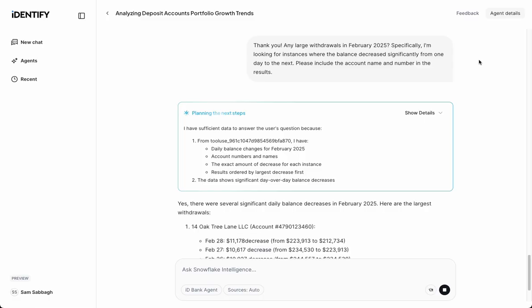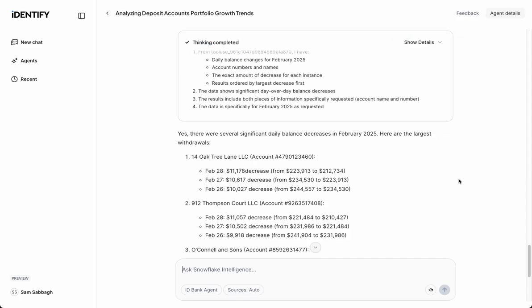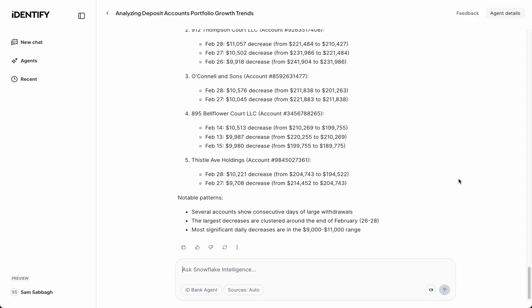Okay, we've got results coming in. We can see that 14 Oak Tree Lane had a few big withdrawals at the end of the month. Same with 912 Thompson Court, O'Connell and Sons, and Bellflower Court.